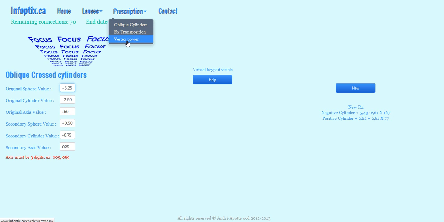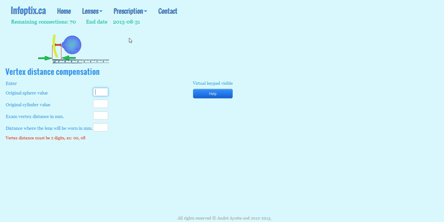Now, for the vertex power, I can calculate the vertex power of a lens, sphere or spherocylinder, no problem. Now let's say I do have a minus 12 lens, and I would like to calculate its power when I adjust a contact lens. So the vertex exam distance would be 13 millimeters. Calculate this. Now minus 10.38.